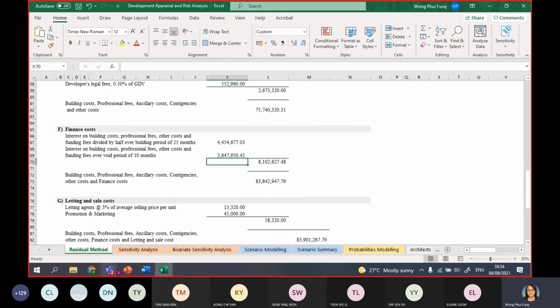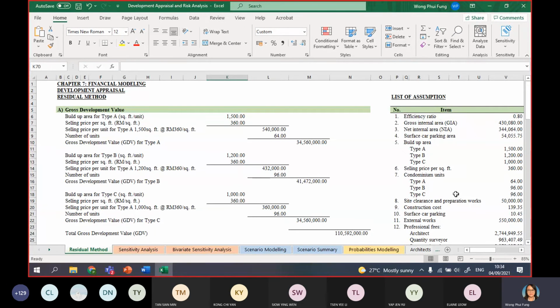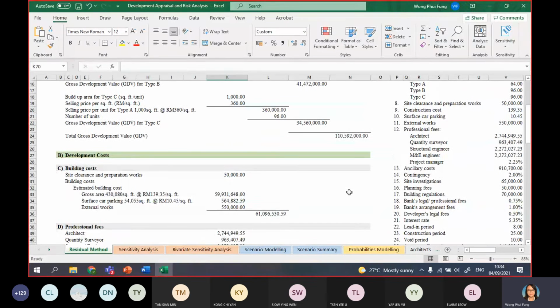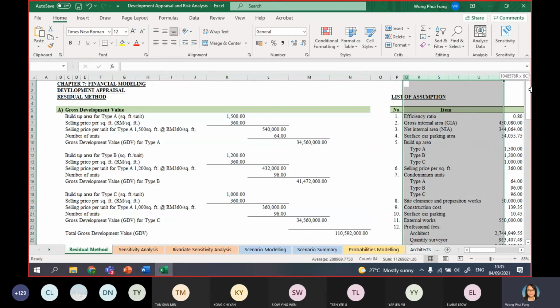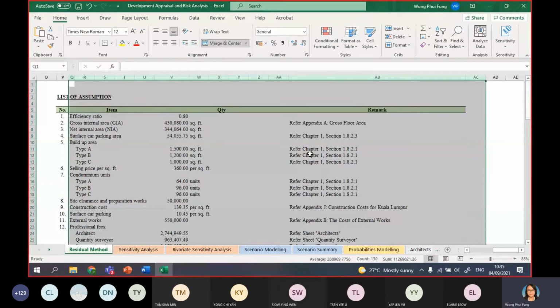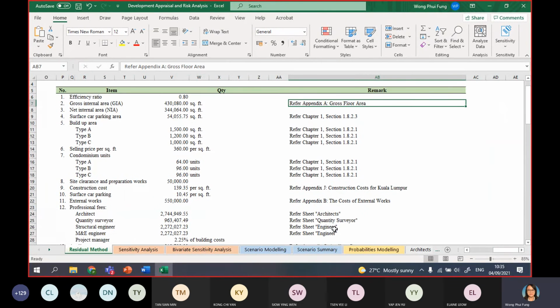This is one example of a development appraisal which I feel is very presentable, group number 1. Can you see that they actually detail out the calculation here, the assumptions here? Refer to Appendix A. Refer to where? So in their chapter on financial modeling, they actually didn't cut and paste so many things.